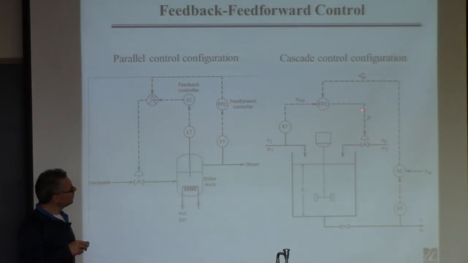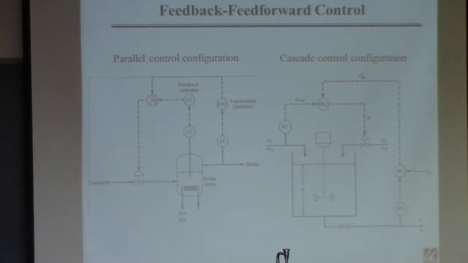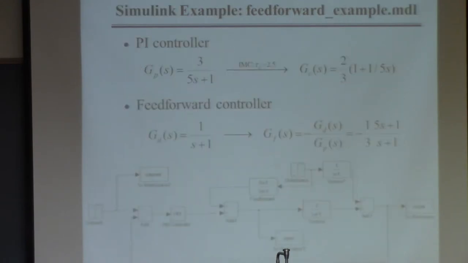Okay? So there's your feed-forward controller. There's your feedback controller, but instead of them adding together, like here, and sending the signal to the valve, you actually have this one provide a set point to the other one. Okay, so this should be confusing to you because we haven't really talked about cascade control, but we will. Okay, so you can just store this in your mind if you like.